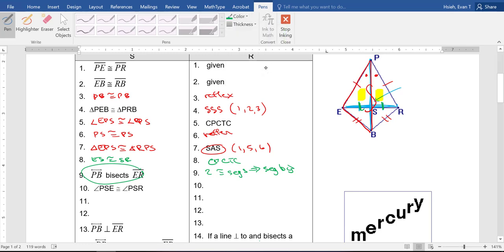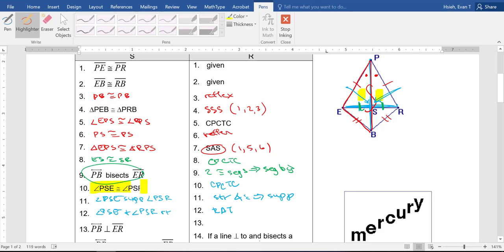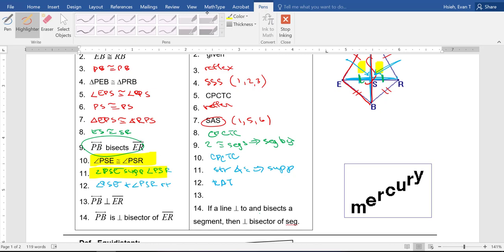And now, as I had mentioned earlier, you can say that these two angles right there and right here are congruent to each other. And we're headed towards using that. So by CPCTC, you know that those angles are congruent. Angle PSE is supplementary to angle PSR, because if you have a straight angle, then they're supplementary. And now I can do RAT, because angle PSE and angle PSR are right angles by RAT. And that, of course, comes from knowing that the angles are congruent and supplementary to each other.